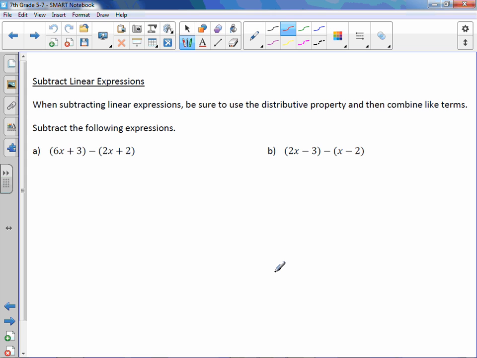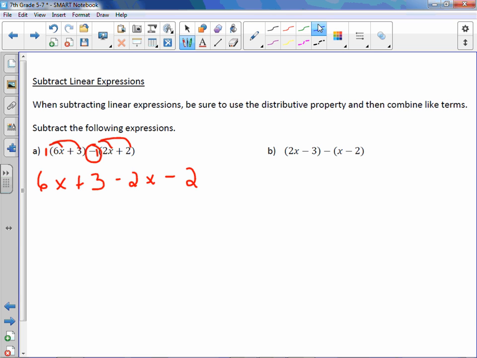Subtract the following expressions: 6x plus 3 minus 2x plus 2. Now, really what we're doing here is, again, we have a 1 and a -1 outside, and we are distributing. The key is for the second one, we are actually distributing -1. So the first one, distribute the 1, you get 6x plus 3. Now distribute the -1. -1 times 2x is -2x, and -1 times 2 is -2.